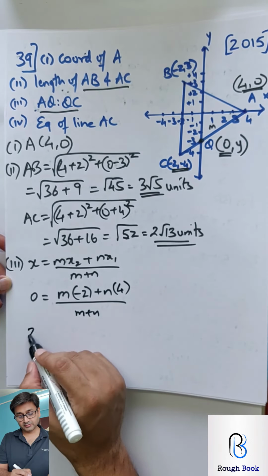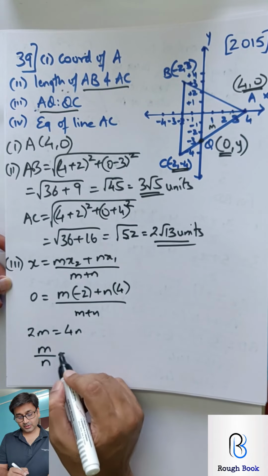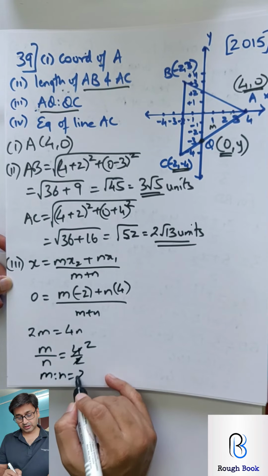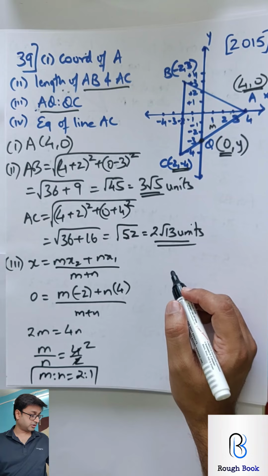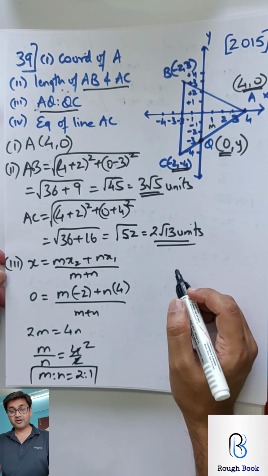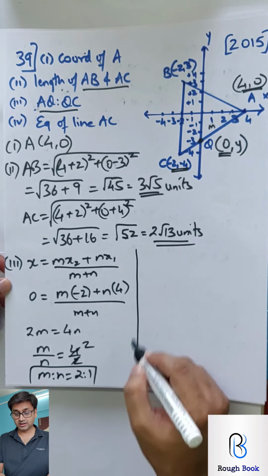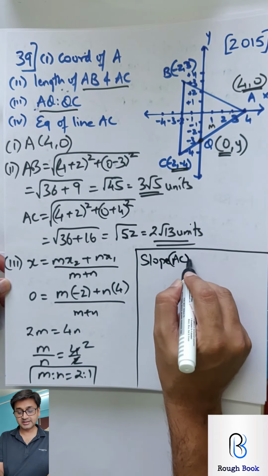So 0, 2m coming on this side equals 4n. So m upon n, 4 upon 2. So m ratio n should be 2 ratio 1. So we managed to get the ratio in which Q is dividing as 2 ratio 1, which is correct. And now finally equation of AC. So you'll have to first find the slope and then the equation. So let's find the slope for AC.